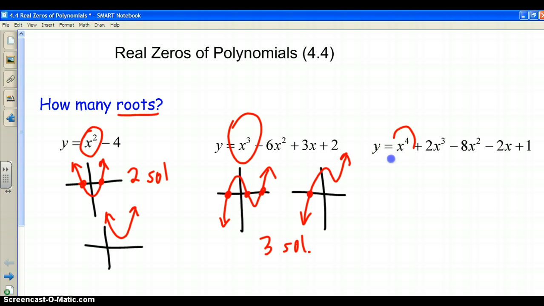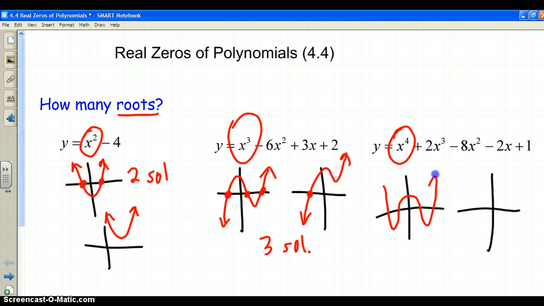If we look at this graph, x to the fourth, this could look a number of different ways, but it could look something like this, where it crosses in 1, 2, 3, 4 places. It could look something like this, where it doesn't cross at all, and maybe it has no real solutions, but even in that case, it's going to have 4 solutions. This would have 4 imaginary solutions. This one would have 4 real solutions.